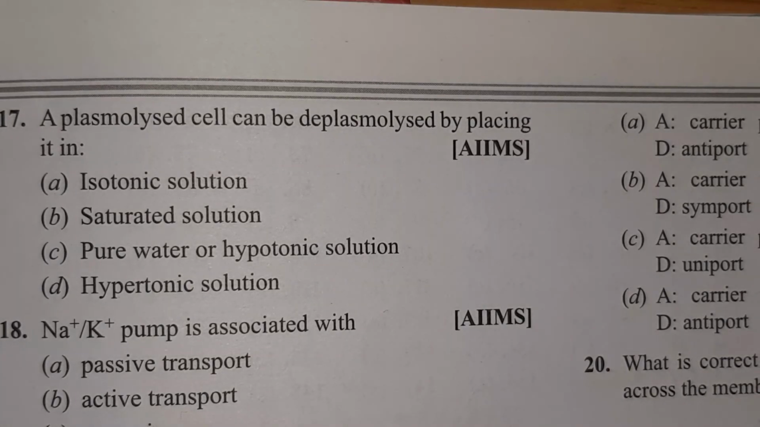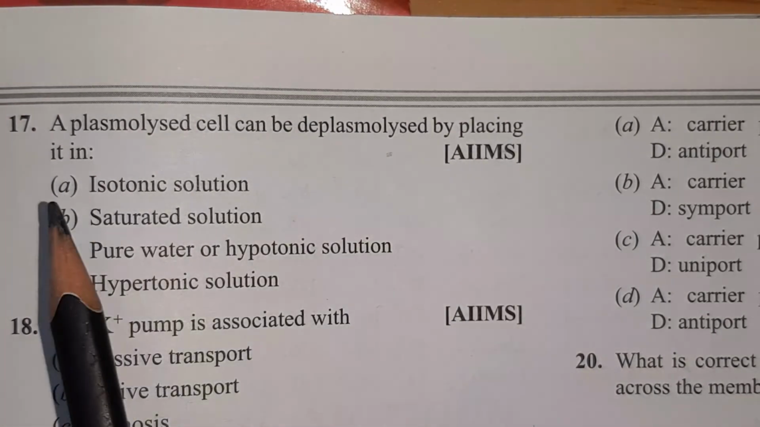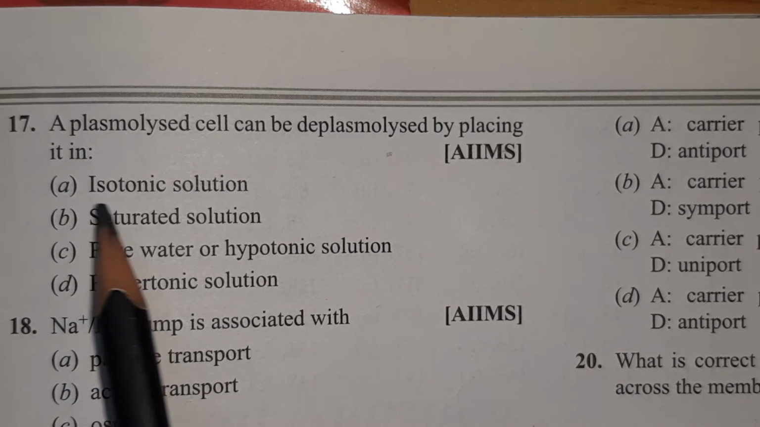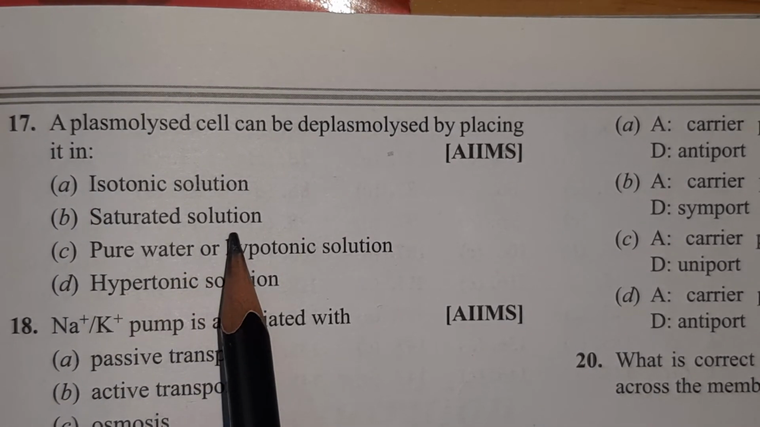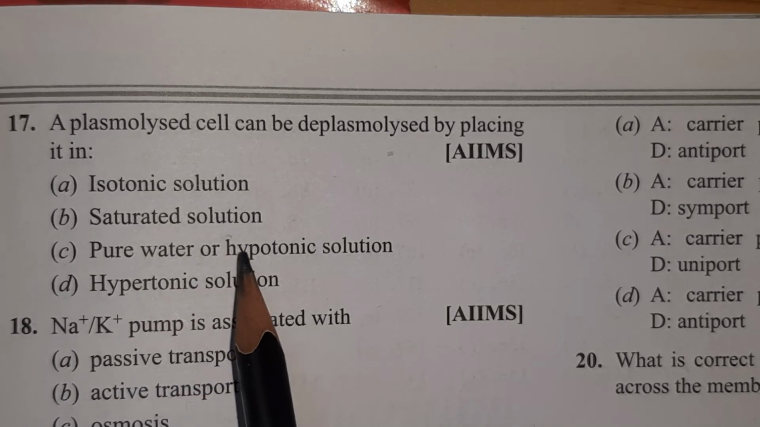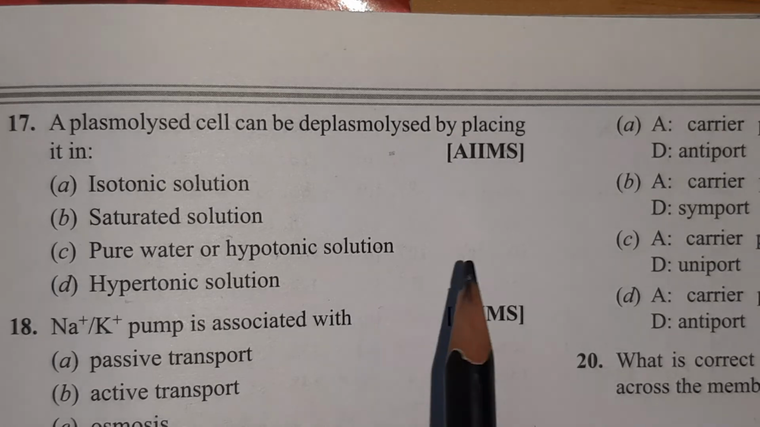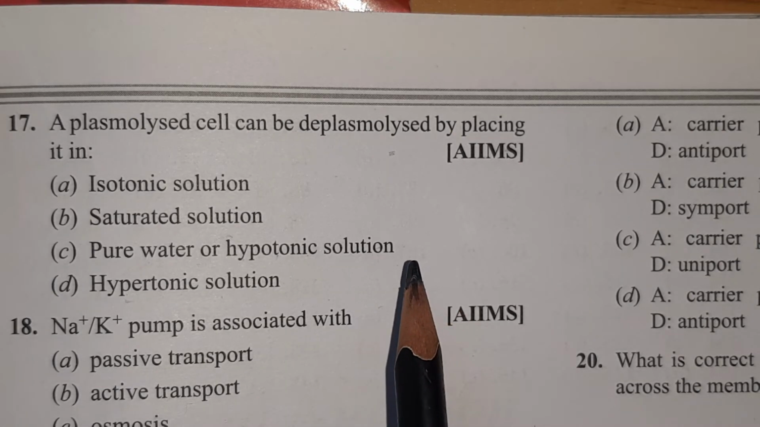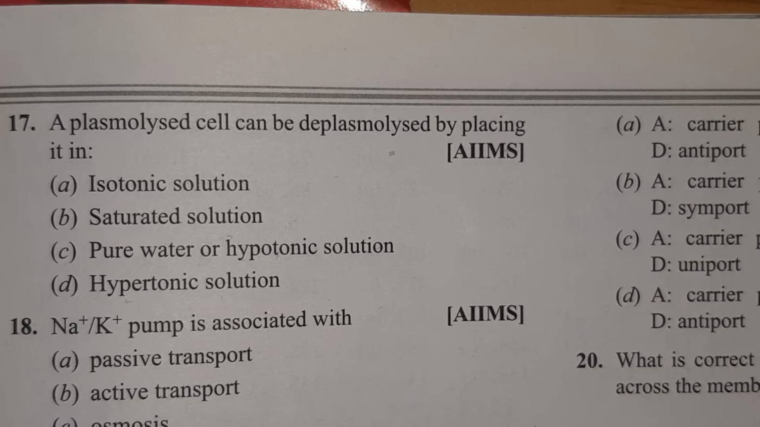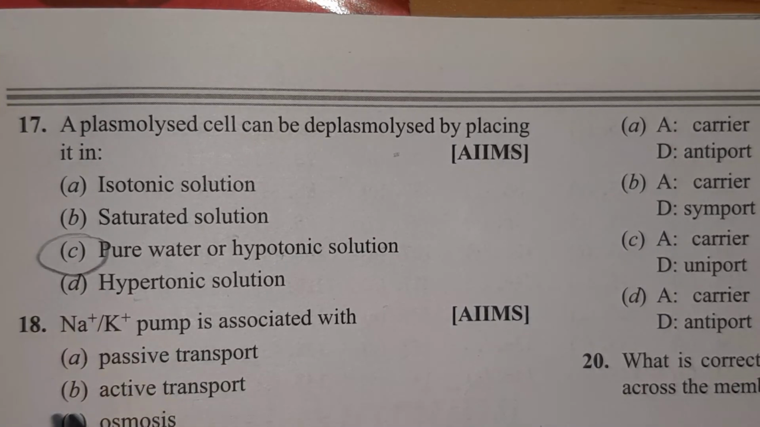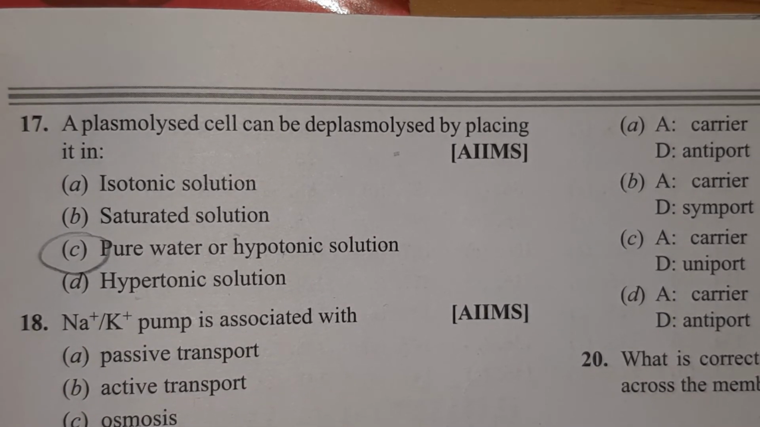A plasmolyzed cell can be deplasmolyzed by placing it in A. Isotonic solution, B. Saturated solution, C. Pure water or hypotonic solution, D. Hypertonic solution. You may take your time to think. The correct answer for this is C, pure water or hypotonic solution.